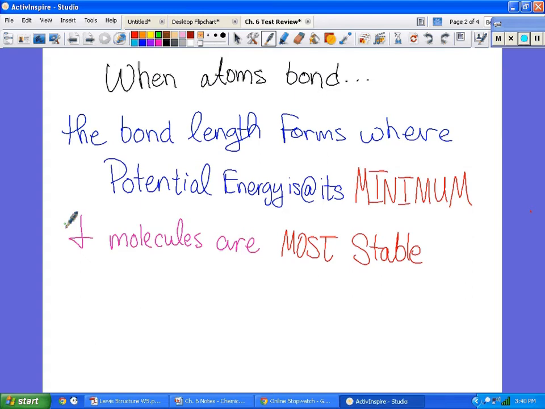All right. Next, this is the next bullet: understand what potential energy does as atoms bond and how it affects the stability. So when atoms bond, this is kind of how it can start off. The bond length. What is the bond length? The distance between the two bonded atoms. It forms where the potential energy is at its minimum. That's the key part right there. The potential energy is going to be at its minimum, and molecules are most stable.